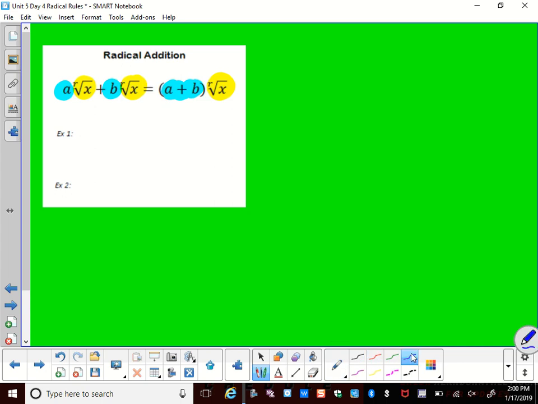I like to compare it to a fraction. If I have 1/4 plus 1/3, my answer is not 1/7. Okay? Your denominator has to be the same. Same thing here. Your denominator has to be the same, or your radical has to be the same before you can add it.